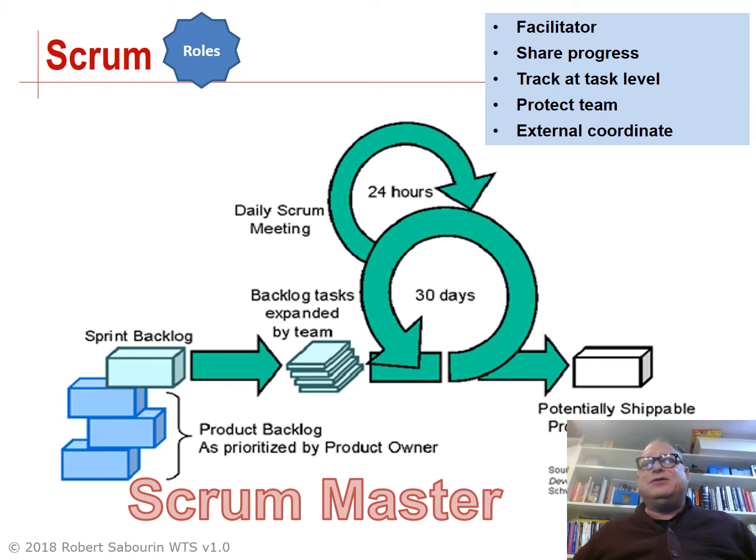The Scrum Master tries to basically coordinate the work of the team, share the progress of the team, and help the team work by tracking their work at the task level. The Scrum Master is a facilitator. The Scrum Master protects the team, and the Scrum Master shares with the outside world what is the progress of the team.